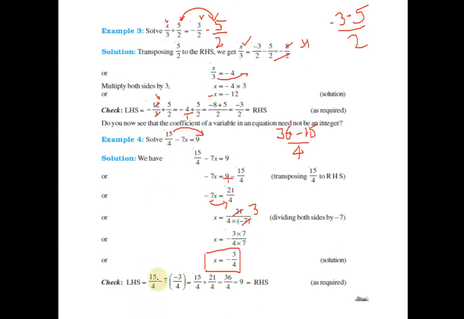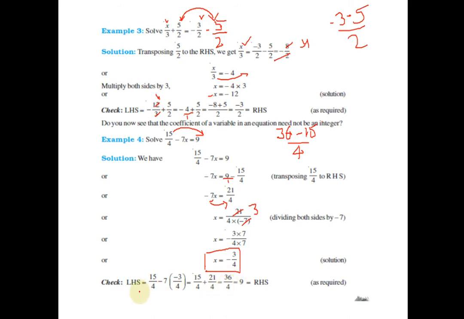Okay, so it will become 15 upon 4 minus 7 into minus 3 upon 4. So 7 3s are 21, and since there are two minuses, one here and one here, and they are both in multiplication, they will give you an addition sign. So 7 3s are 21, so 15 upon 4 and 21 upon 4. The LCM is 4, add them, you will get 36. So 4 9s are 36.